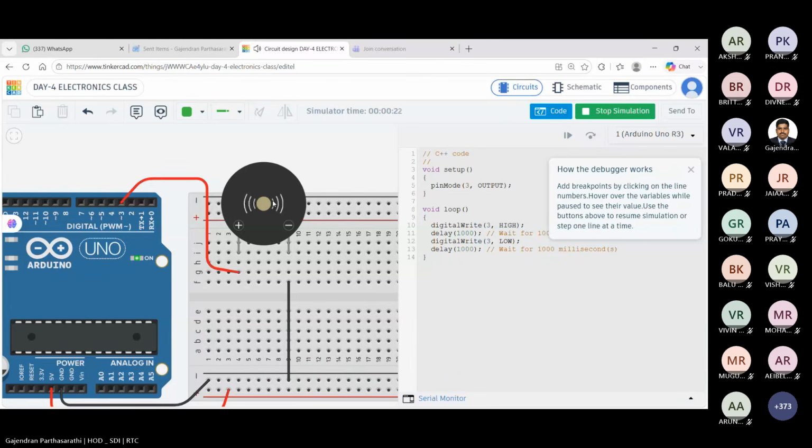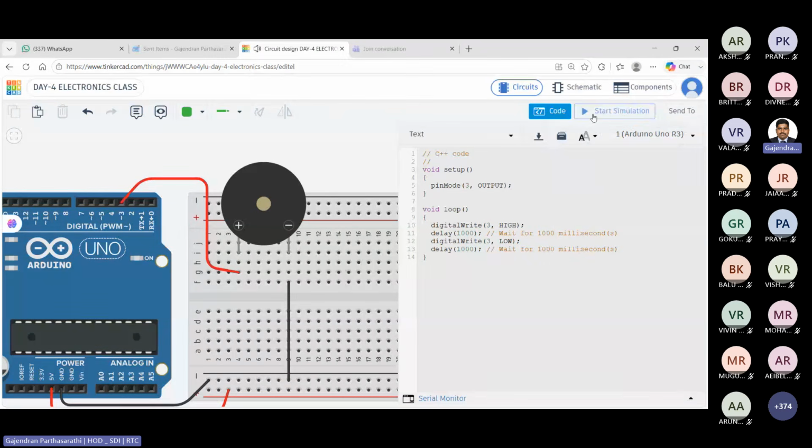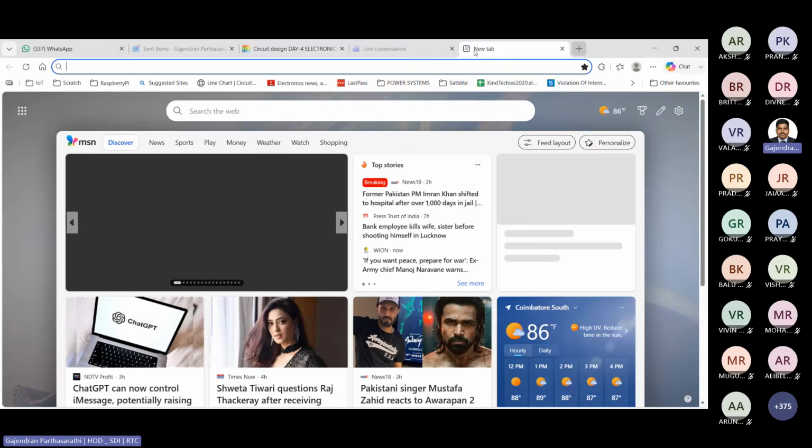Now I want to change the syntax, instead of digital write, into analog write. Please change the syntax into analog write. Make it fast. But what is the exact syntax of the analog write? I want to know where I should refer.